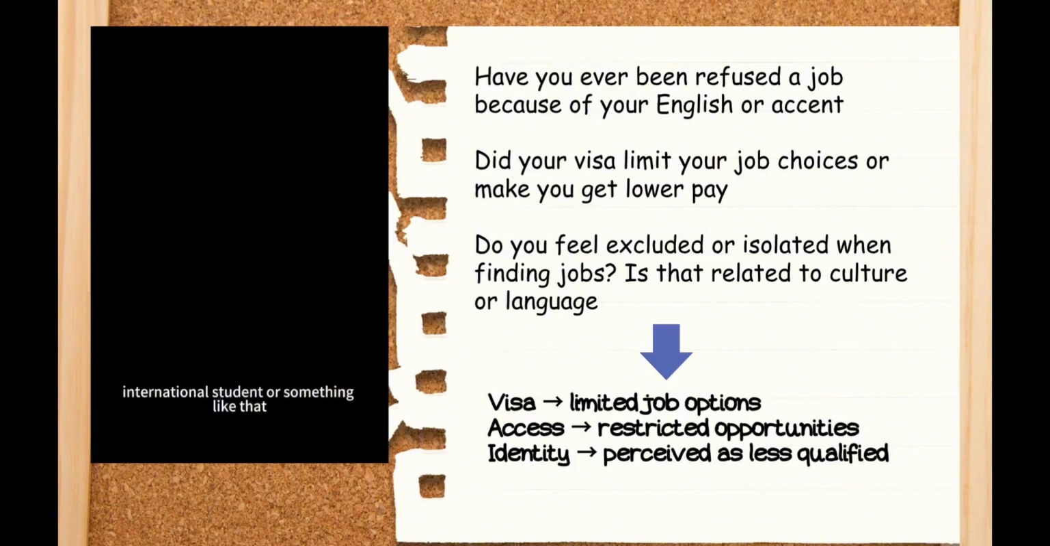From this interview, we can actually see three key themes: visa limitations, restricted access to job opportunities, and a sense of being perceived as less qualified. These responses suggest that international students are not only limited by formal conditions like visa rules, but also by how they are viewed and evaluated in the labor market.